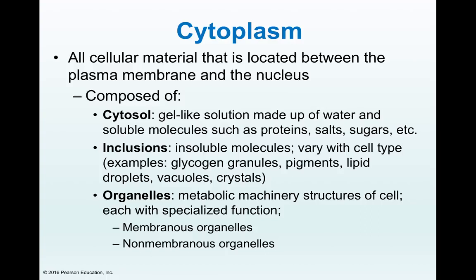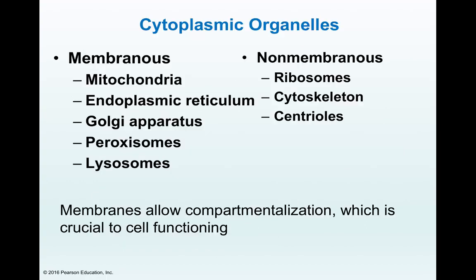Inclusions are basically insoluble molecules that are present within the cell, such as glycogen, granules, pigments, lipid droplets, vacuoles, and crystals. And when we talk about organelles, we're basically talking about the structures that carry a very specific function within the cell and can have a membrane, a plasma membrane around them, which we refer to as membranous organelles, or if that membrane is absent, we refer to them as non-membranous organelles. So let's take a look at the different types of cytoplasmic organelles that are present.